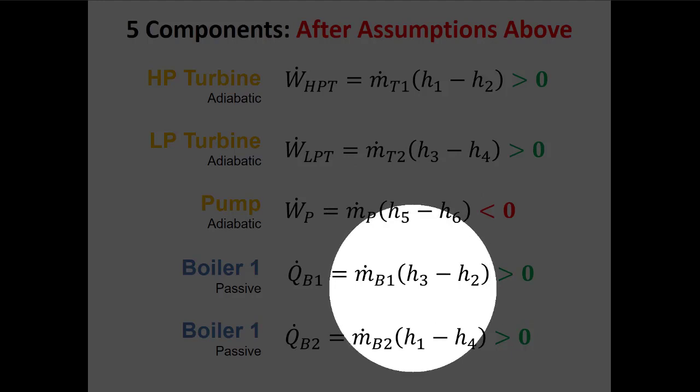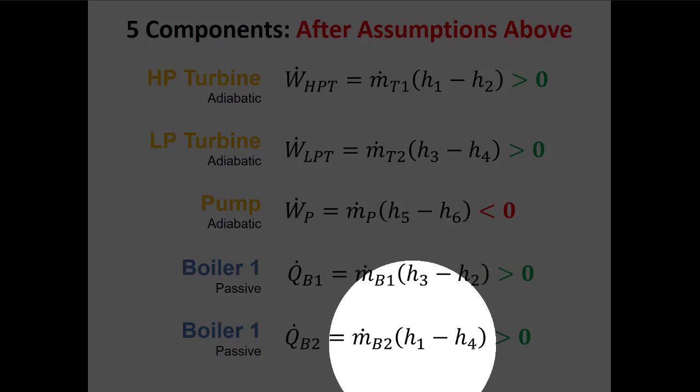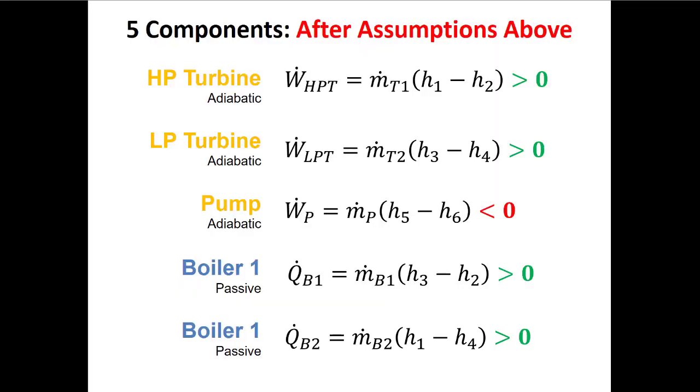Through the boiler, now I'm talking about heat transfer, so Q dot is going to be m dot times H out minus H in, or the mass flow rate through the first leg in the boiler times H3 minus H2. The reheat part of the cycle is going to be the mass flow rate through the second part of the boiler times H1 minus H4. I'm expecting everything here to be positive except the pump power, which I think will be negative because this should be work into the system.